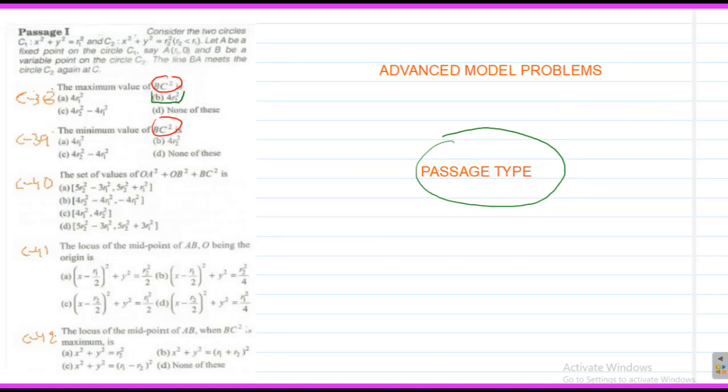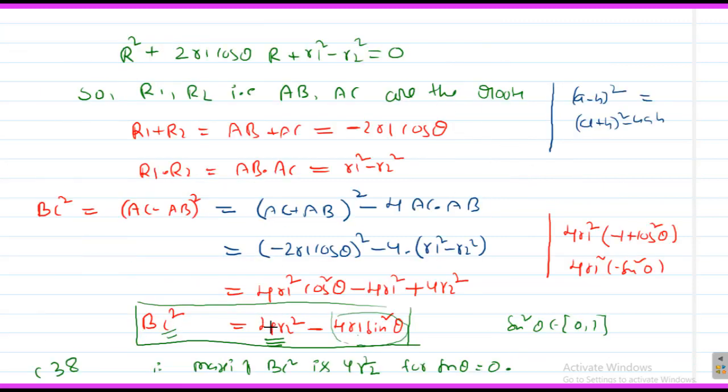I can say that our answer is option B. Next, the minimum value. Yes, so you want to find the minimum value. From 4r square we are subtracting something. What you are subtracting is maximum, then BC square becomes minimum.